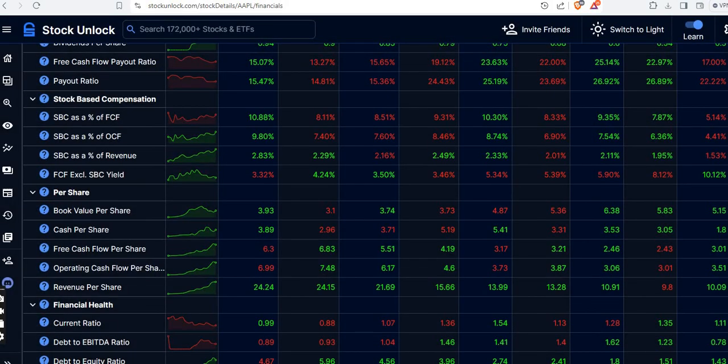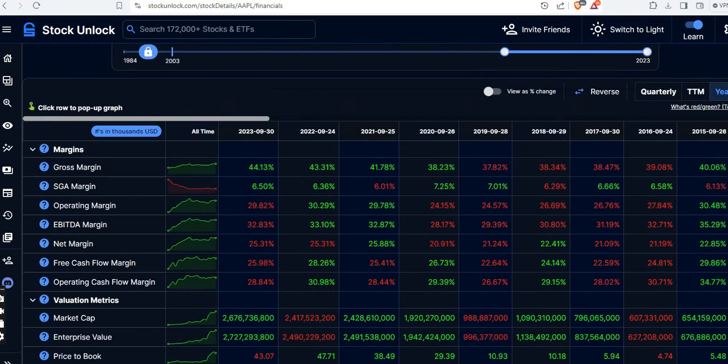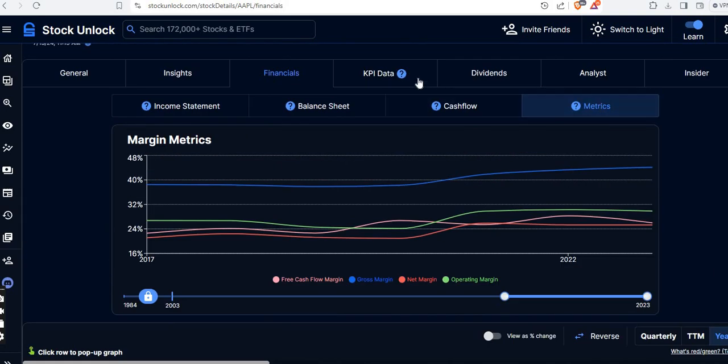With Apple, that is the case. Current ratio, again, you want that number to be higher. Any number below like 1, roughly, is concerning for most companies. So again, that is basically that.